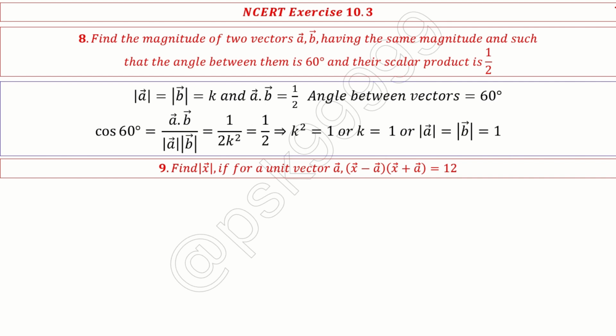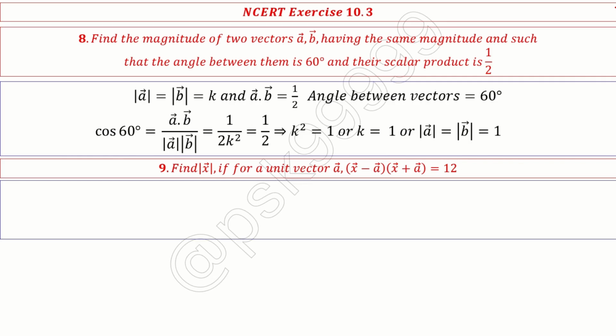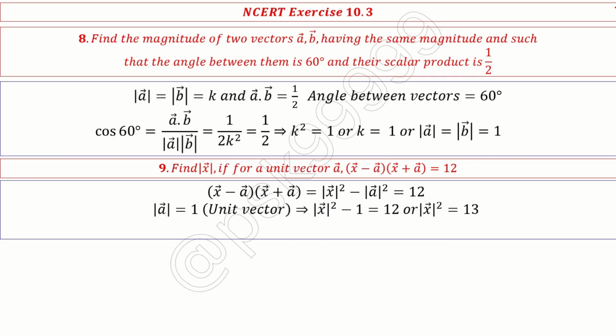Find magnitude of x for the given equation, for a unit vector a where x minus a dot x plus a equal to 12. This is nothing but x square minus a square, right? Vector scalar product. So magnitude of x square minus magnitude of a square equal to 12. Okay, and a is a unit vector which is given, so it is magnitude of x square minus 1 equal to 12. Then you will get the magnitude of x from that.